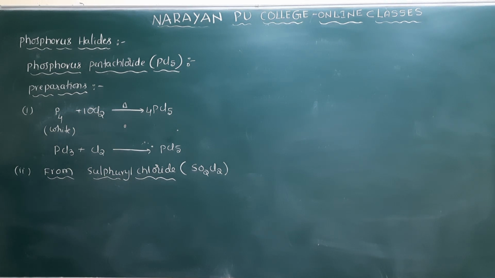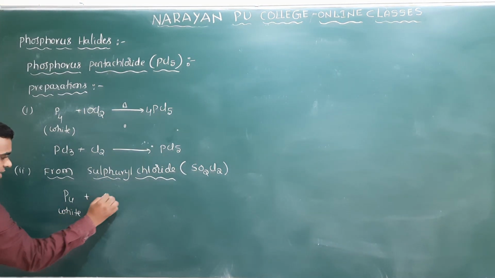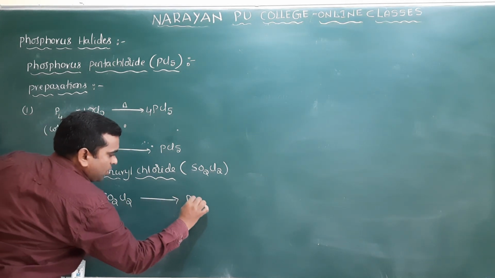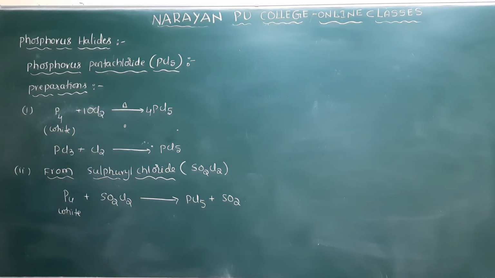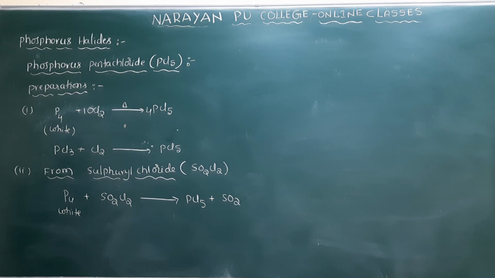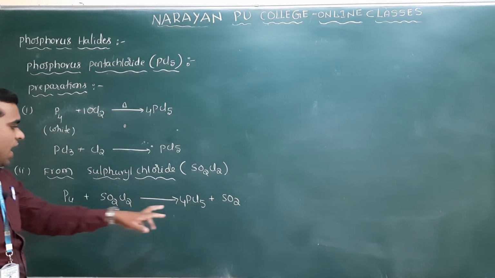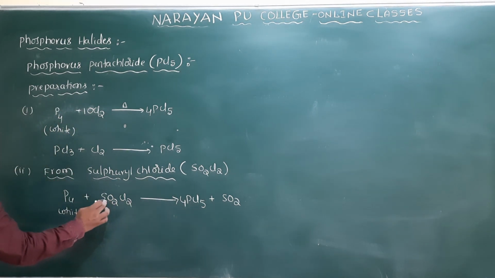You take the white phosphorus here. What is the formula of white phosphorus? P4. Treat this one with sulfuryl chloride. Then what compound will you get? You will get PCl5, plus SO2 will be released. So balance the equation here. How many phosphorus atoms are there? 4, so I will put 4. And how many chlorine atoms are there? 4 into 5, 20 chlorine atoms, so here I have to put 10.